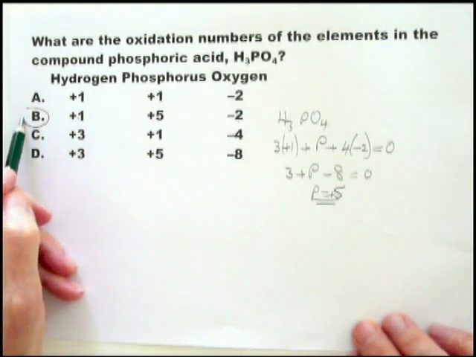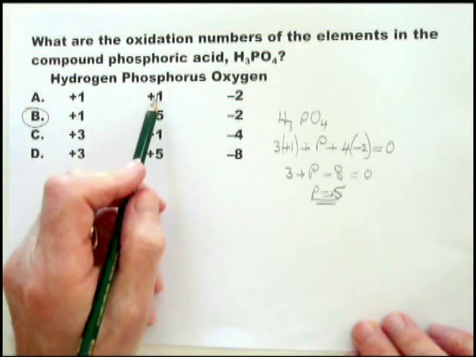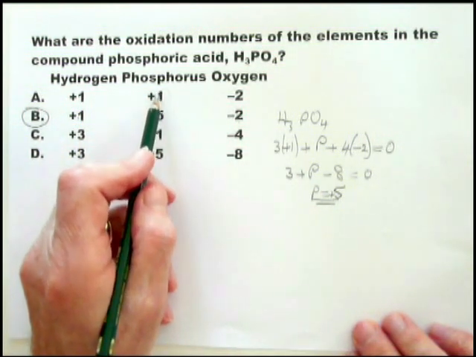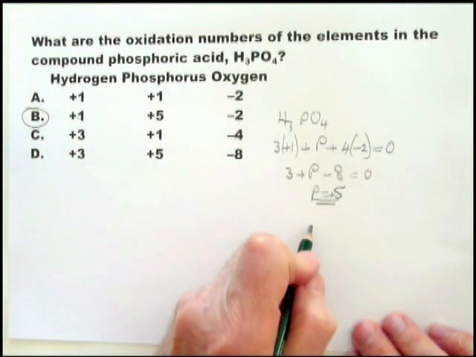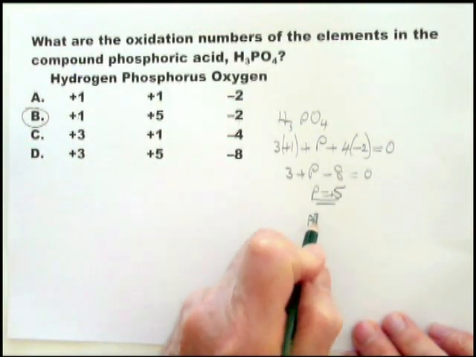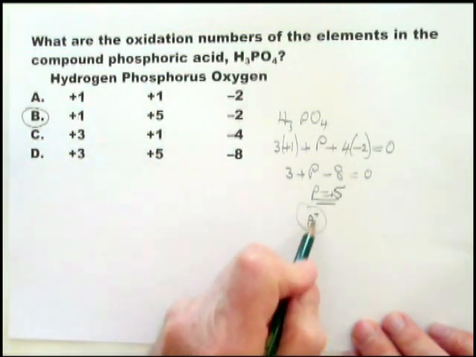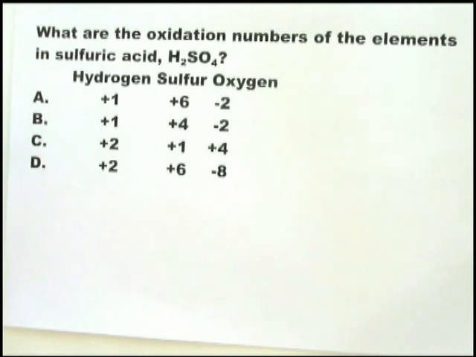So that proves that. But as I said, the only way P could be plus 1 would be if it was the species P plus. That would be the only way, but it isn't the species P plus. That doesn't kind of exist.